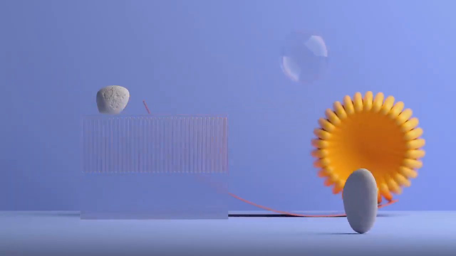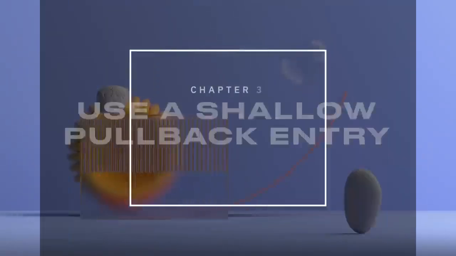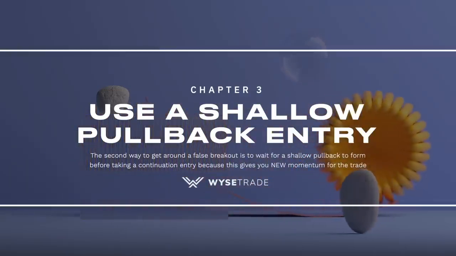Now let's get into a better method of getting around false breakouts, which is waiting for what we call a shallow pullback to occur.